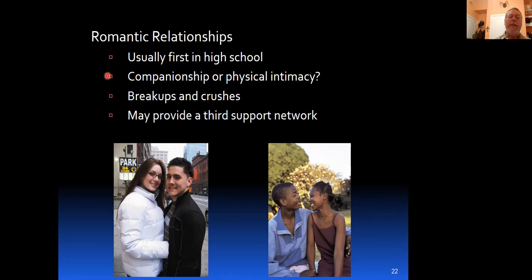That romantic partner also may provide a third support network for that adolescent. How so? Well, think about it. What's the adolescent's usually first support network? It's probably going to be what, their family, their parents. Second support network for most adolescents is going to be their friends. And then that romantic partner might be sort of the third leg of the stool that gives them support in their day-to-day activity and difficulties they might run into. So all in all, not a bad thing, okay? Provides learning opportunities and support for adolescents.